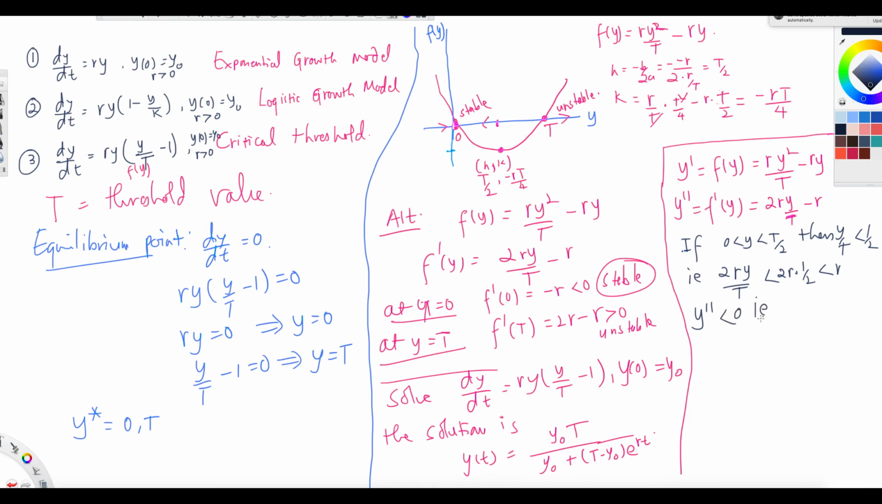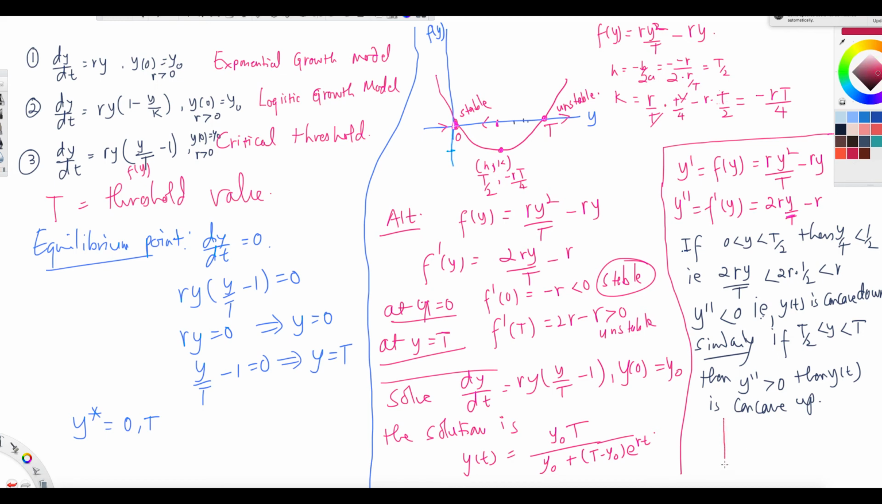That is, y of t is concave down. In that case, it will be concave downward. Okay, so how about if y falls between T over 2 and T? Similarly, if T over 2 is less than y is less than T, then y double prime will be positive. Then y of t is concave up.